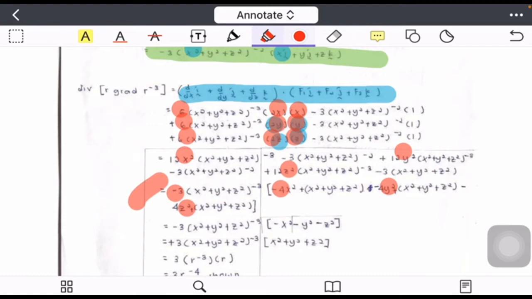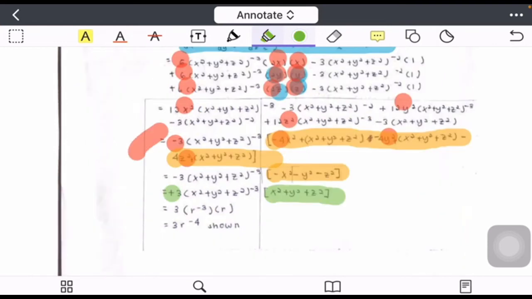Seterusnya kita kena selesaikan yang dalam ni, negatif 4x squared tambah x squared tambah y squared tambah z squared tolak 4y squared tambah x squared tambah y squared tambah z squared tolak 4z squared tambah x squared tambah y squared tambah z squared. Kita akan dapat negatif x squared tolak y squared tolak z squared. Seterusnya kita akan jadikan dia positif. So akan dapat negatif positif 3 dengan x squared tambah y squared tambah z squared.